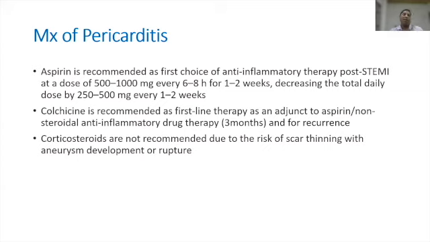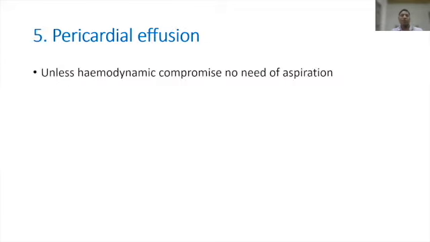What you can do here is give a high dose of aspirin, maybe 500 to 1000 milligrams every 6 to 8 hours for the first 2 weeks, followed by gradually reducing to 250 to 500 milligrams every 1 to 2 weeks. In addition, you may consider colchicine. After 3 months, if you want, you may consider anti-inflammatory drugs, I mean non-steroidal anti-inflammatory drugs, but corticosteroids are not recommended due to the risk of scar thinning with aneurysm formation.